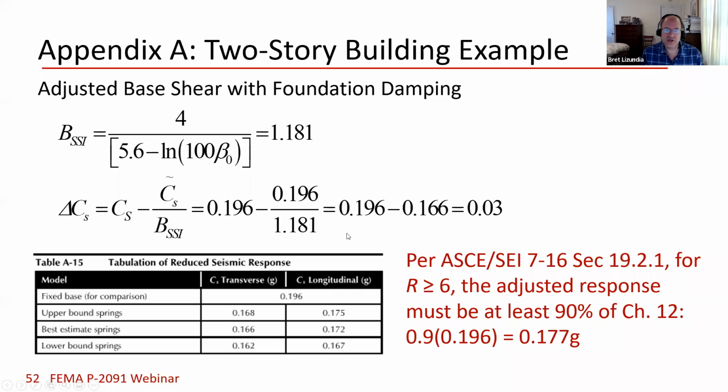So what does that change? That takes a base shear of 0.196 down, at the best estimate of springs, to 0.166. So that's a pretty noteworthy value. It turns out there's a limit. There's always a limit, and a limit when you go through this other section is, in this case, because the R value is bigger than 6, you're capped at only allowing a 10% effect. So it's a pretty dramatic restriction that you don't want to forget about.